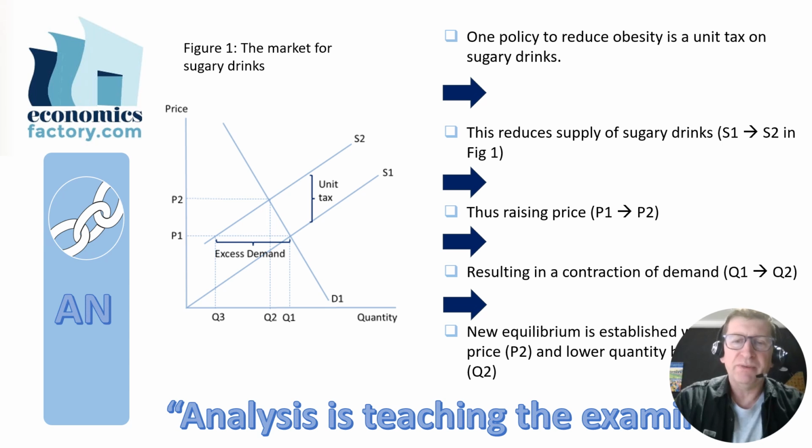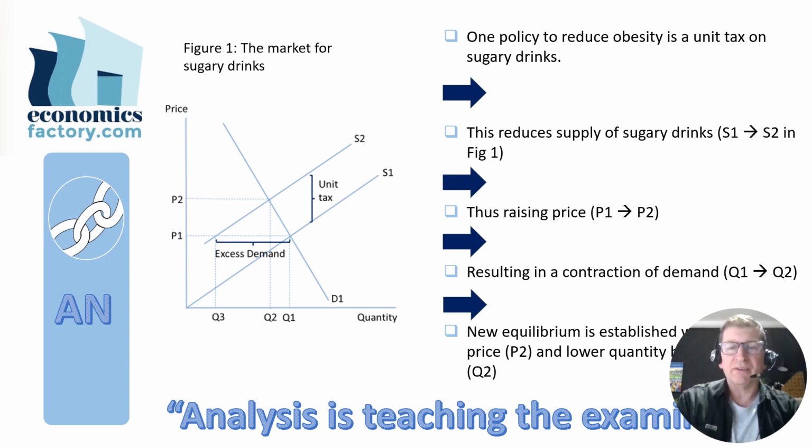But I think they've missed so many opportunities here where they could have increased the detail in their analysis. So each of the blue arrows is one extra link that the student could have put in the analysis. Let's talk that through. So one policy to reduce obesity is unit tax on sugary drinks. Now you've got a chance to do a definition of a unit tax, or alternatively, or even both, you could say that a unit tax will raise costs of production for firms. Now that's really good because that explains the next link. It raises costs of production for firms, and this reduces the supply of sugary drinks.